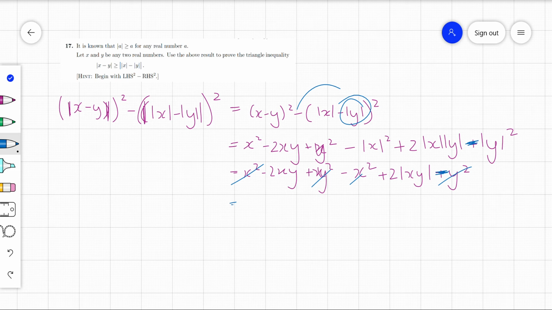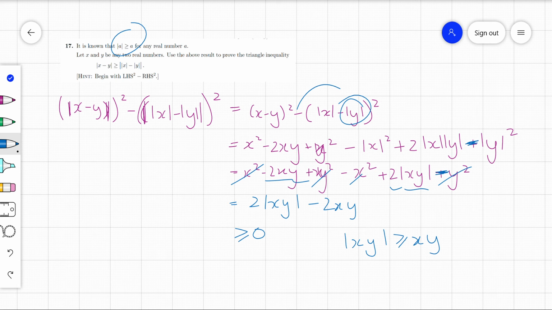So what's actually left? We have a 2, if I put this first, 2 times the absolute value of xy, and I've also got this one minus 2xy. Now, what do we know about that? Well, we know that that has to be greater or equal to 0 because the absolute value is always greater or equal to xy. We could have also included a step where it's 2 outside of the absolute value of xy minus xy. But yes, we know that.